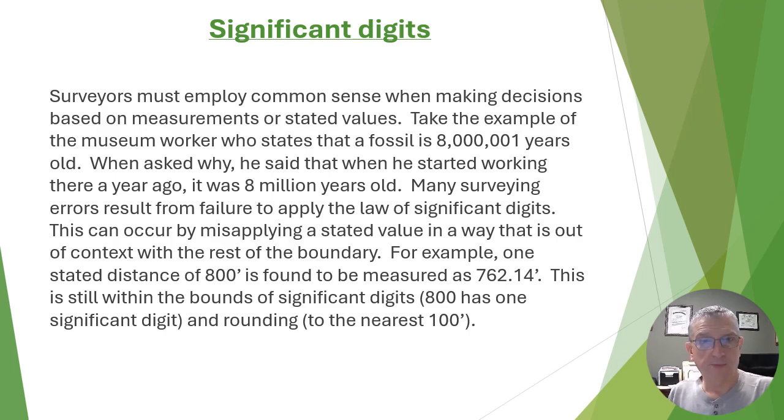So take the number 8 million. That's 8,000,000. 8 is the last integer. You have one significant digit. You're accurate to the nearest million years. So by the basic rules of rounding, you're within 500,000. So 7,500,001 qualifies as 8 million when your significant digits is 1, and you apply the rules of rounding.